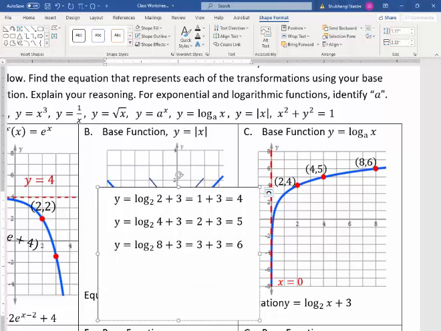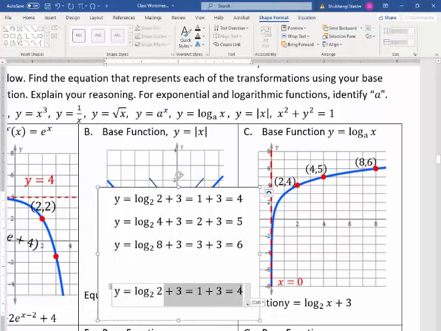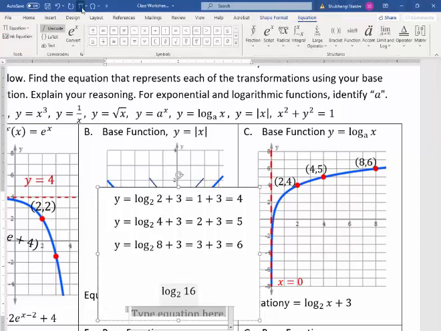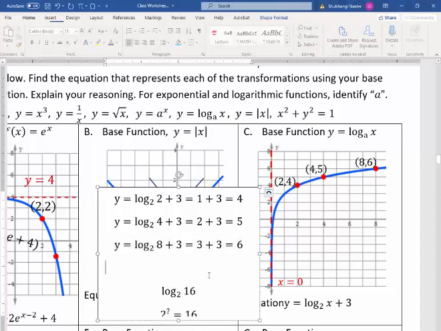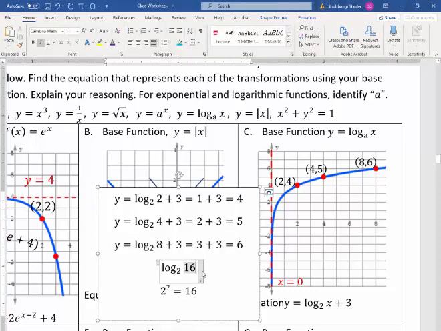So you need to remember, it may be a while since you saw logs. So let's make sure you know how to evaluate logs. 2, 4, 8. Okay. So if I want log of, say, 16, how do you evaluate it? You're looking for 2 to what power gives you 16? Is that 4? Yep. So this answer would be 4.